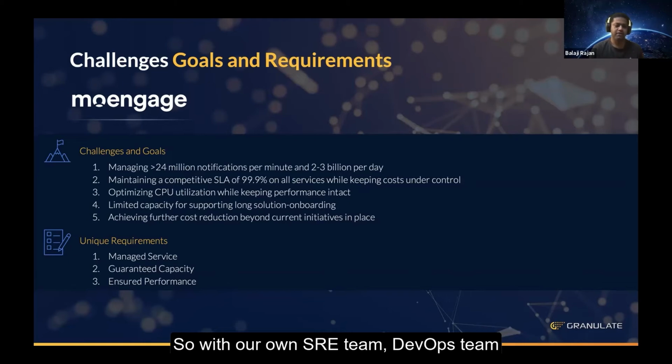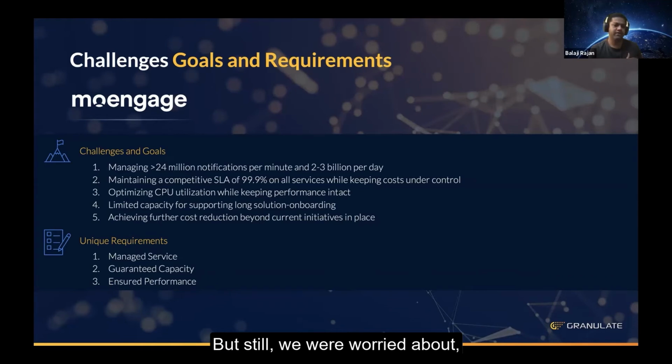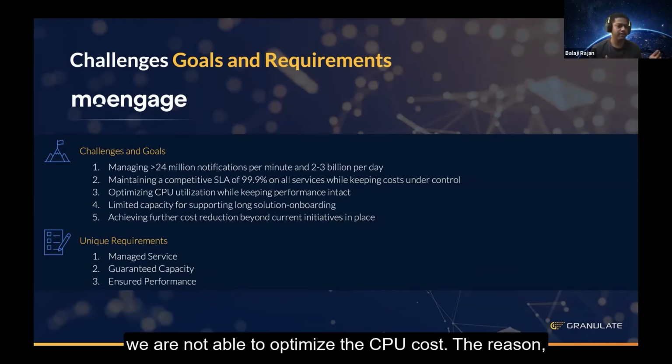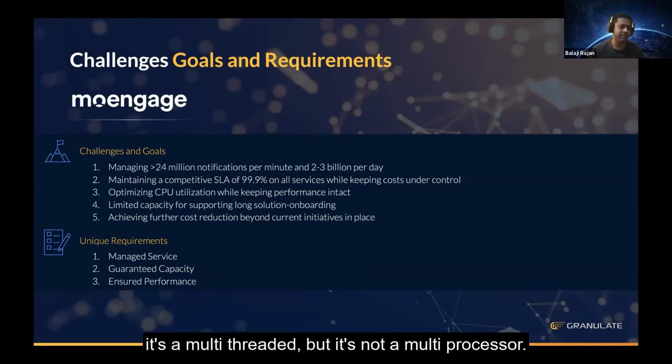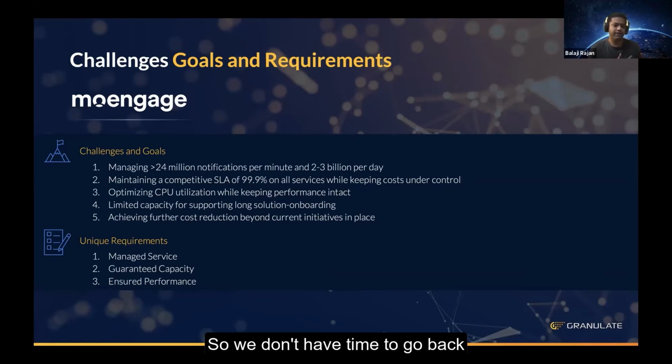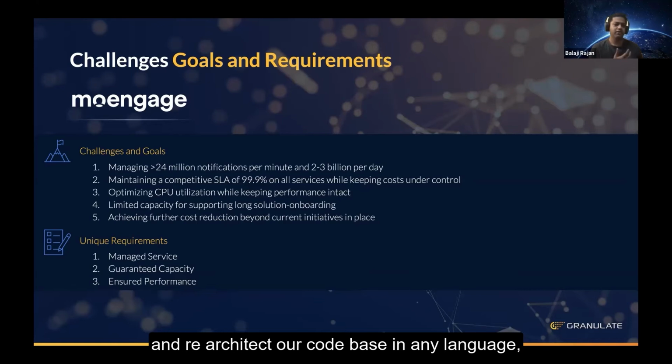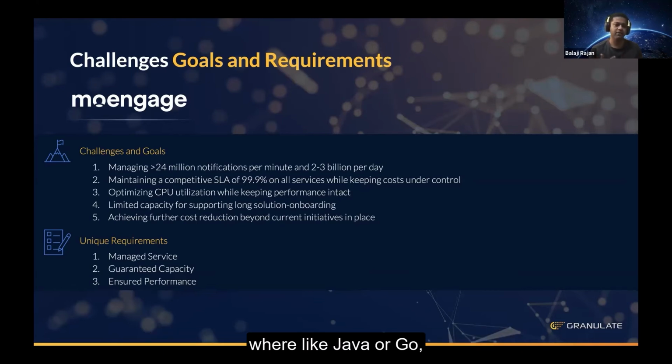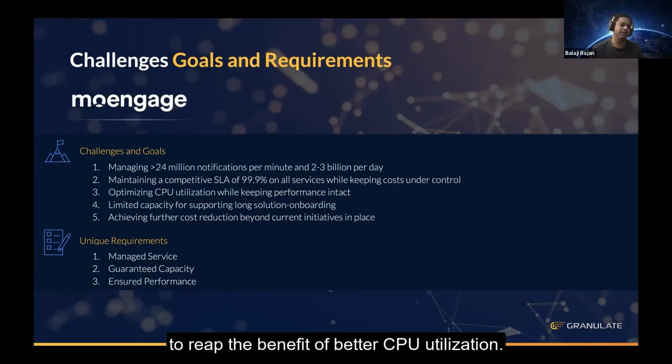We have our own SRE team and DevOps team, who can focus on some of the internal elements of optimization, things like choosing the right instance type, running everything on spot instances, and having the right auto scaling policies to upscale and downscale in a faster manner. But still, we were worried that we were not able to optimize the CPU cost. The reason is Python is multi-threaded, but it's not multi-processor. So we don't have time to go back and re-architect our code base in a language like Java or Go to reap the benefit of better CPU utilization. That was the biggest challenge we had. Luckily Granulate came in and helped us optimize the CPU utilization without making any changes in our code base.